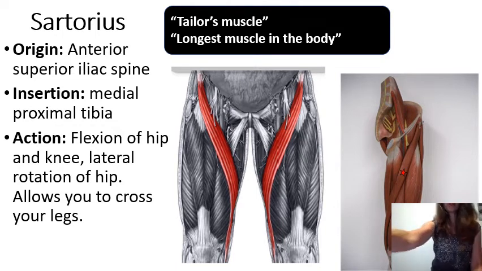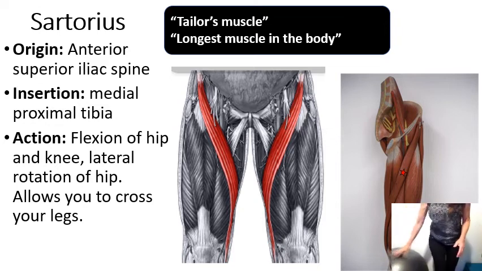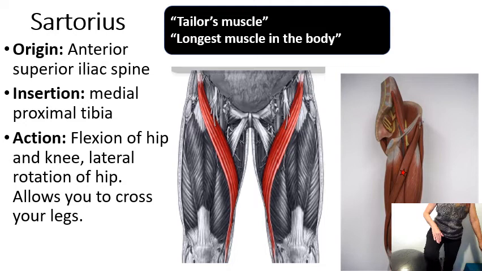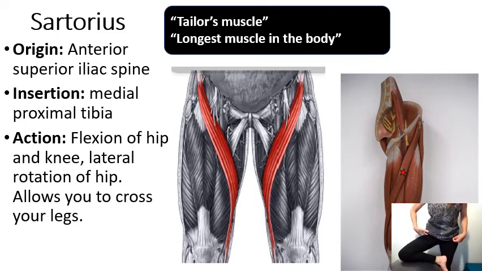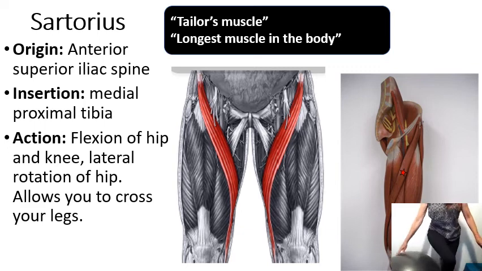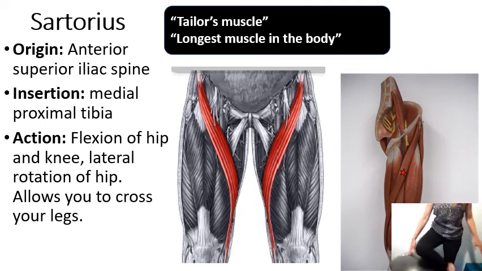So if we look at the action, it includes hip flexion, lateral rotation, and knee flexion. So we have three things going on. We have flexion of the hip, flexion of the knee, and lateral rotation of the hip. This is what allows you to cross your leg. Hip flexion, knee flexion, lateral rotation of the hip.